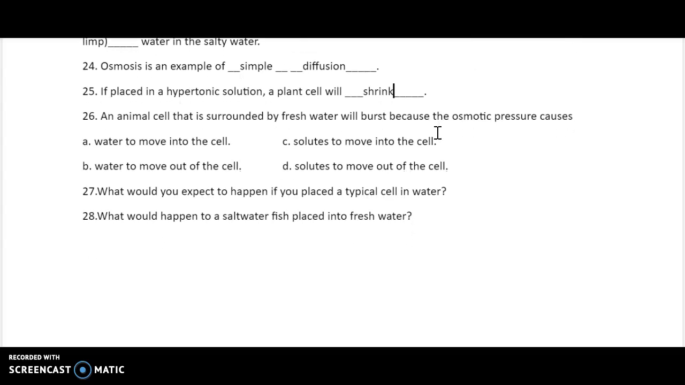Number 26, an animal cell that is surrounded by fresh water will burst because the osmotic pressure causes water to move into the cell, water to move out of the cell, solutes to move into the cell. Well, solutes are not going to be moving, so we can automatically eliminate those two. Water's what's moving, and it says it's in fresh water, so that's hypotonic. Water is going to move into the cell and cause the cell to swell and possibly burst.